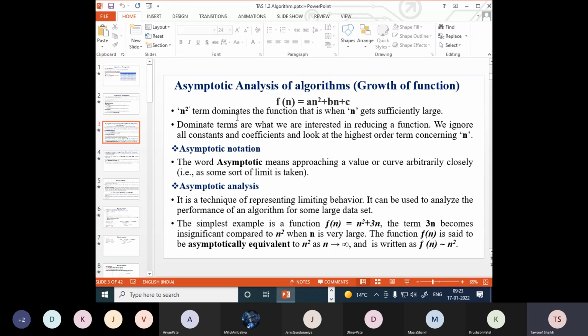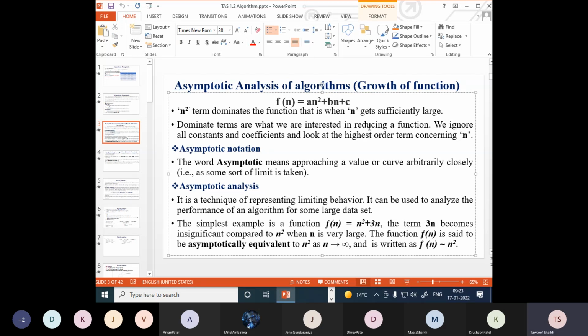So this is again what I actually draw on the whiteboard. That's what is asymptotic analysis. Again, here a general function an square plus bn plus c is given. So what does it say? That the quadratic term, that is the bigger term in the expression, actually dominates the whole expression.